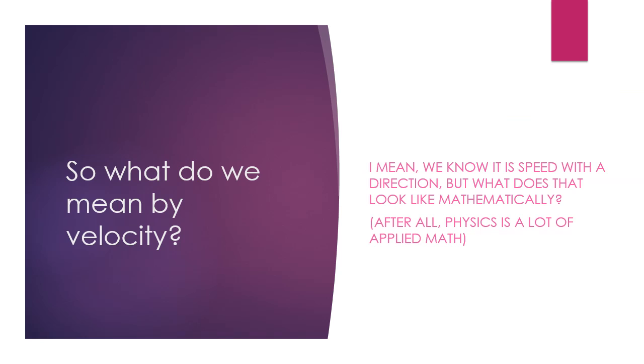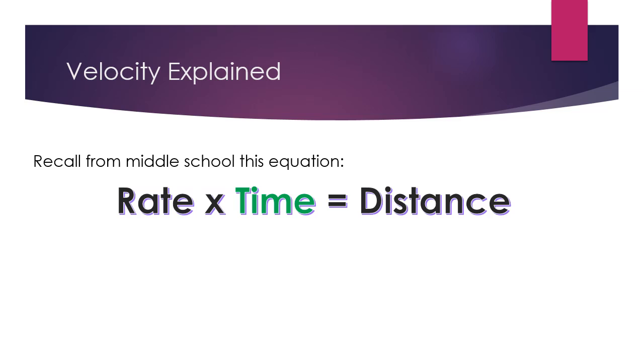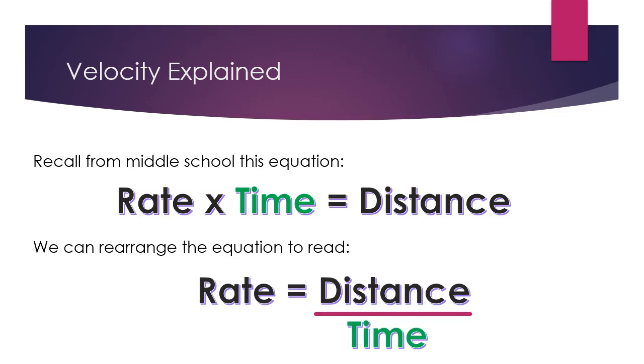So what do we really mean by velocity? I mean, we know it's speed with a direction, but what does that look like mathematically? After all, physics is applied math to a large degree. So if you recall from middle school, the equation of rate times time equals distance, and I left time as green because we used green for t earlier. Rate times time equals distance. We can rearrange the equation so that we solve for rate and we get rate equals distance over time. Very simple, you've done that before.